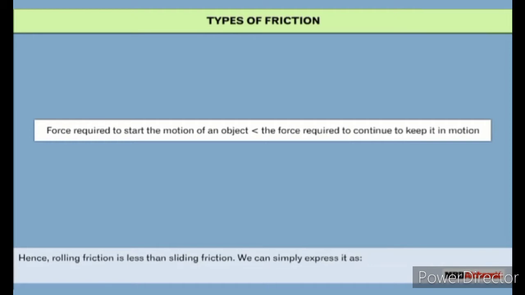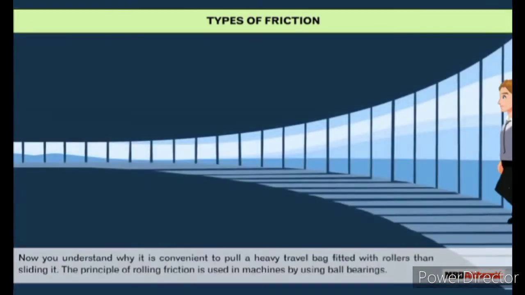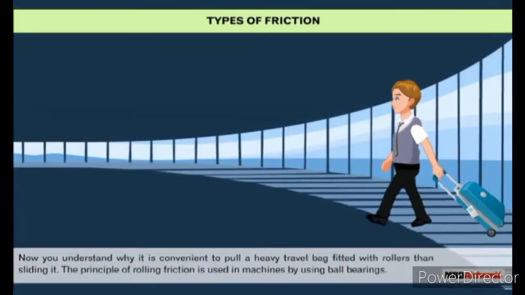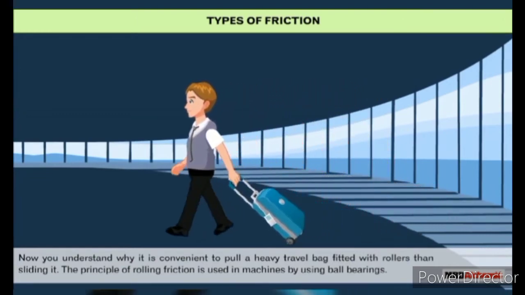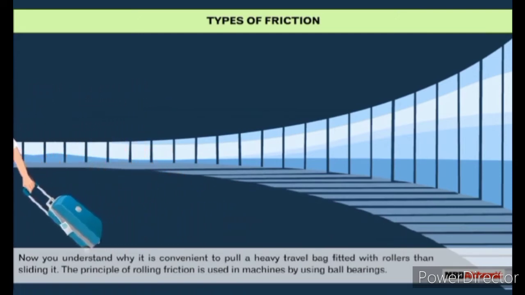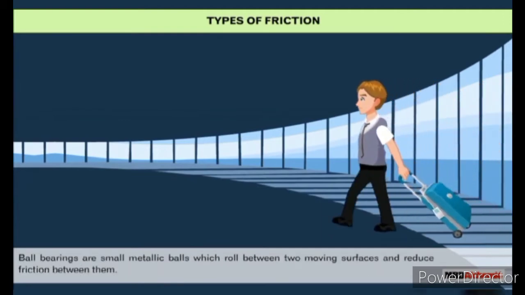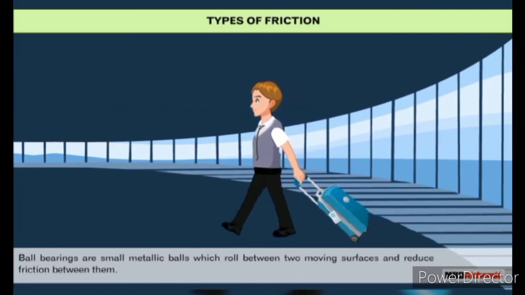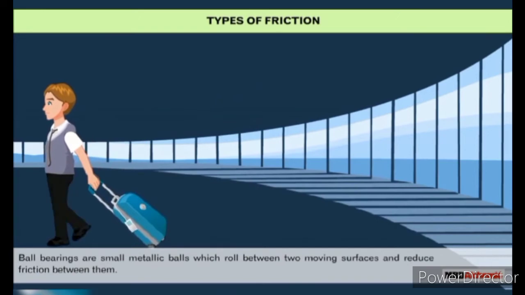We can simply express it as static friction greater than sliding friction greater than rolling friction. Now you understand why it is convenient to pull a heavy travel bag fitted with rollers than sliding it. The principle of rolling friction is used in machines by using ball bearings. Ball bearings are small metallic balls which roll between two moving surfaces and reduce friction between them.